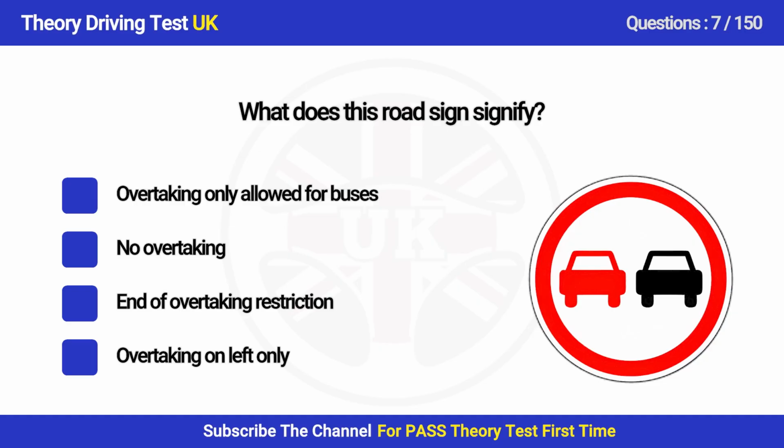Question 7. What does this road sign signify? A. Overtaking only allowed for buses. B. No overtaking. C. End of overtaking restriction. D. Overtaking on left only.